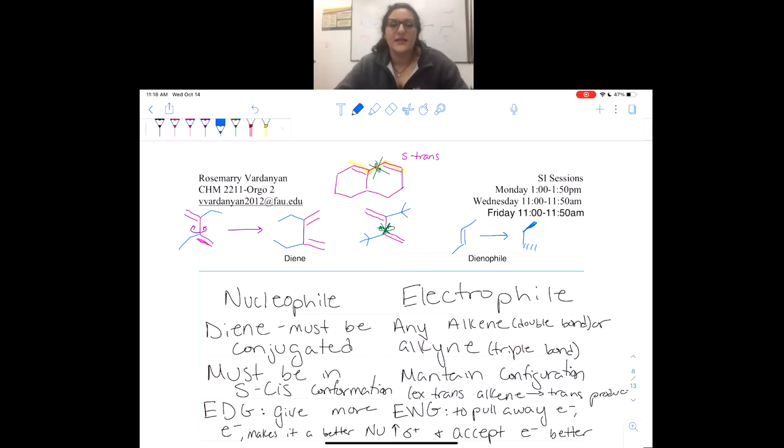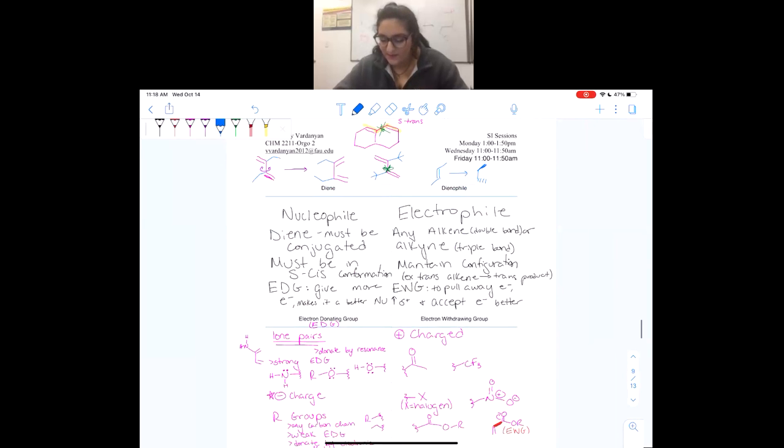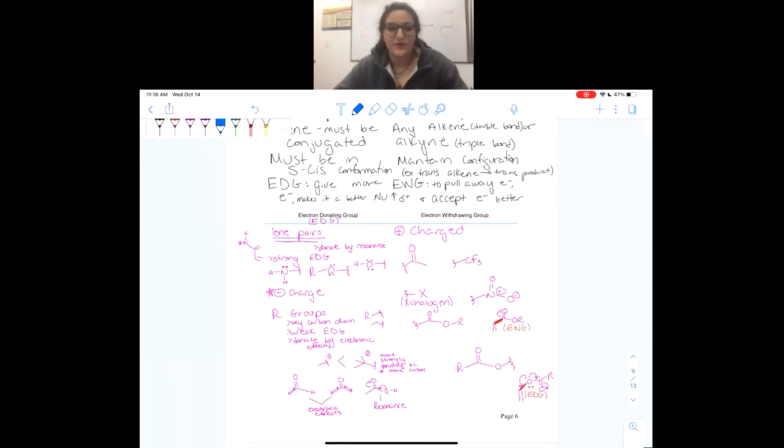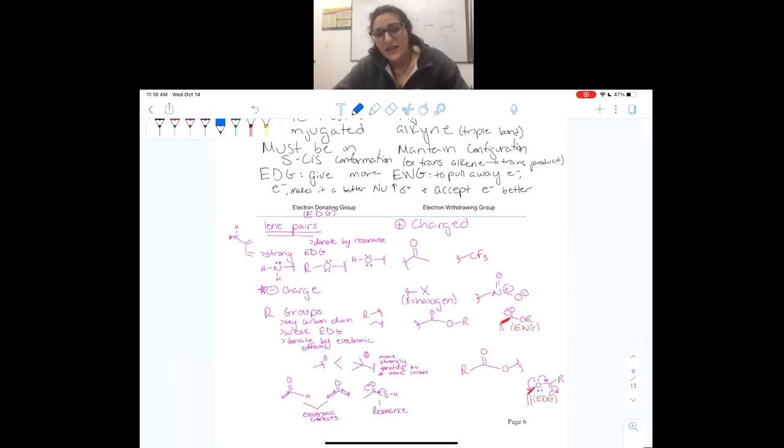Last thing that we covered is electron donating and withdrawing groups. Electron donating groups are favored by the diene because the diene is a nucleophile, so it wants more electron density so it can attack better. The electron withdrawing group favors the dienophile since the dienophile is the electrophile. The reason it's preferred is because it withdraws electrons, it pulls all the electrons to itself, and it gives the dienophile a more delta plus charge, which means that it will be more electron poor, which means it will be better at gaining electrons.